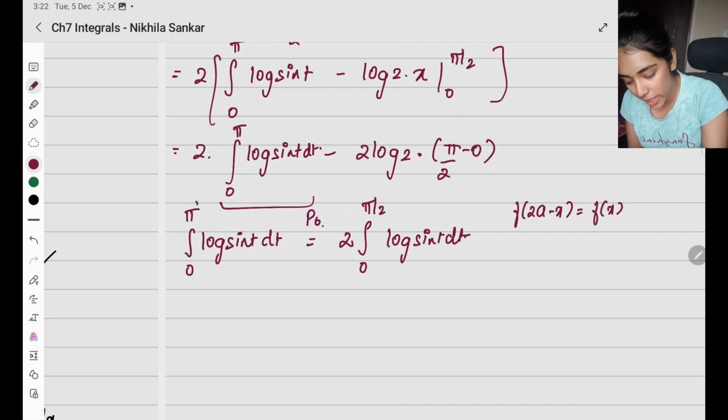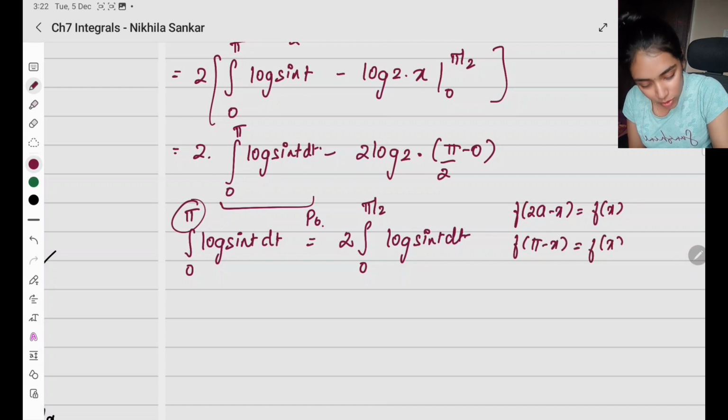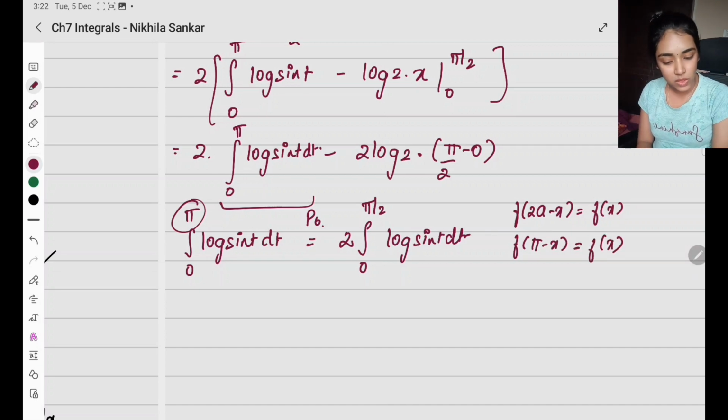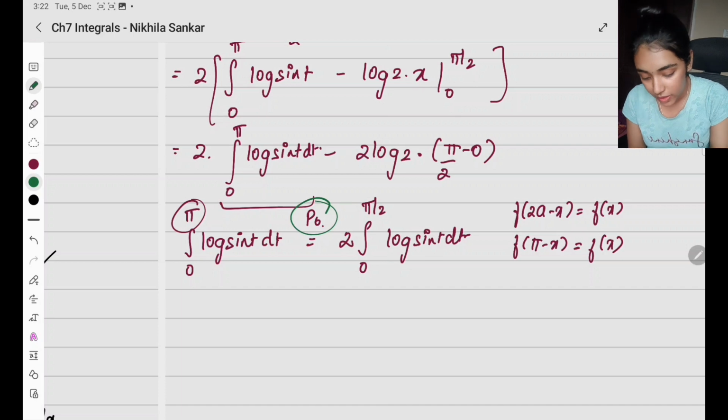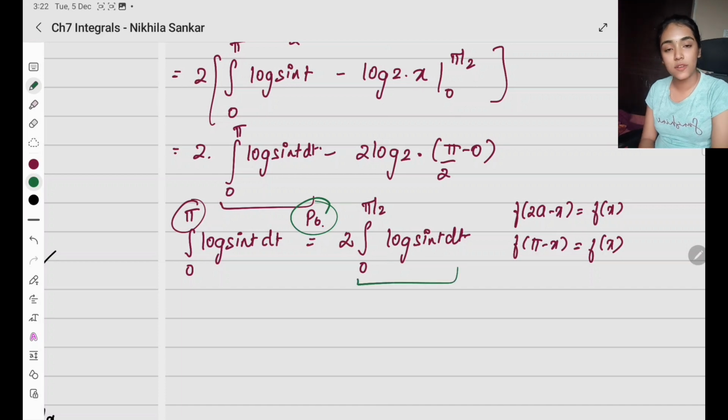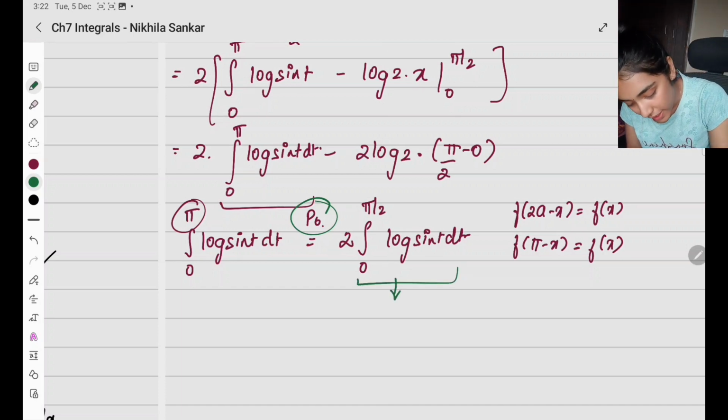What is the value of 2a here? It is going to be pi. So when you apply f of pi minus x, you are again going to get back sin t. So this property I am going to apply, property number 6. Now what do I have? This is going to be integral 0 to pi by 2 of log sin t dt. Now I am going to apply property 0.